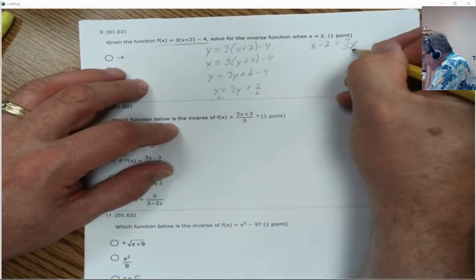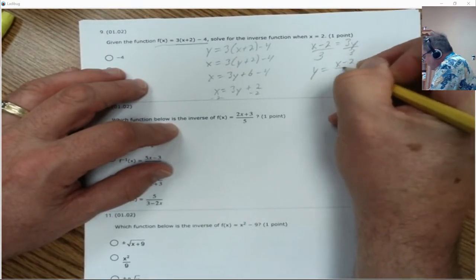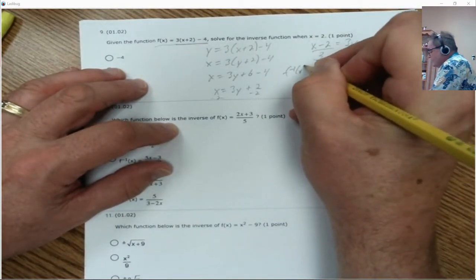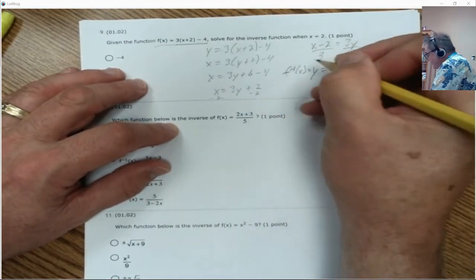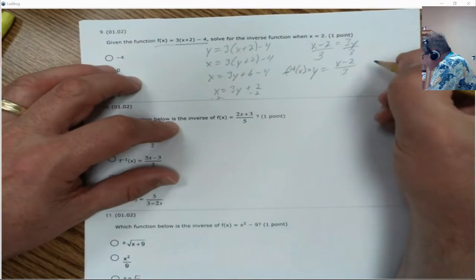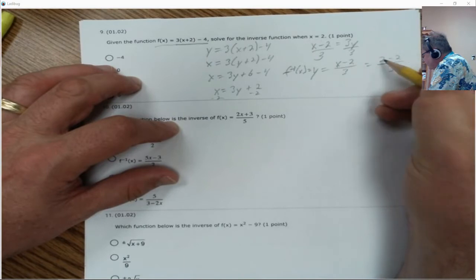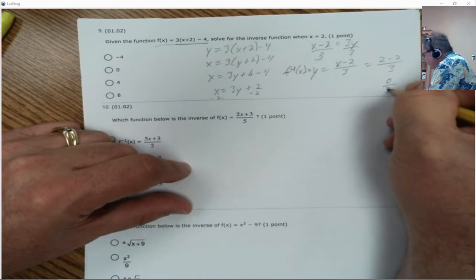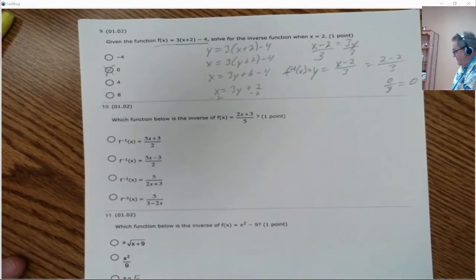Now we divide by 3. So y equals (x minus 2) divided by 3, which is also the same as the inverse function of x. And then it wants us to solve it when x equals 2. So (2 minus 2) divided by 3, because we just substitute the 2 in for x. 2 minus 2 is 0. 0 divided by 3 is 0. So we're looking for that answer right there. 0 for the inverse function.